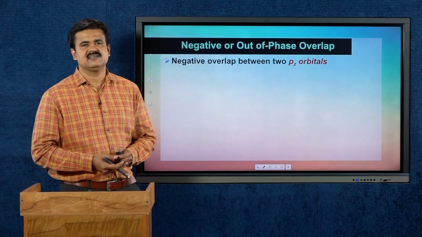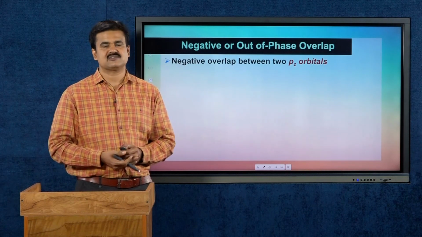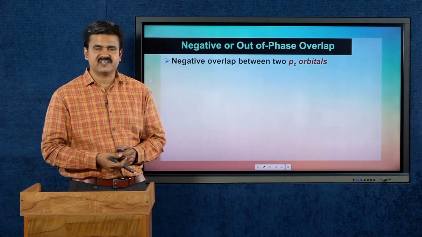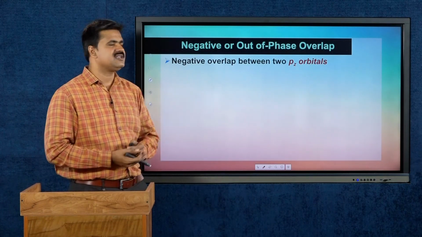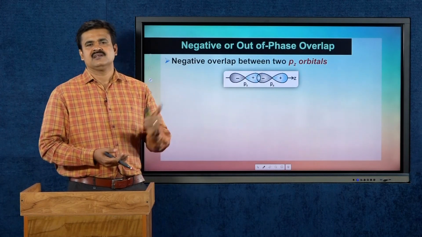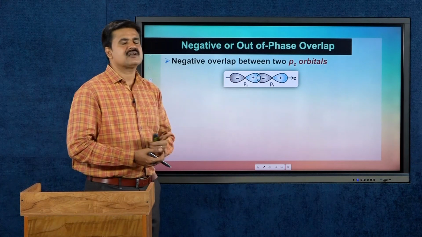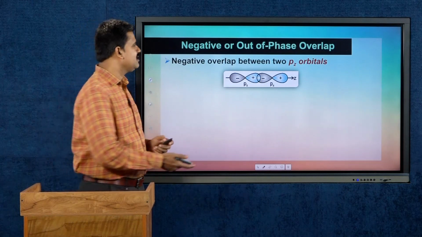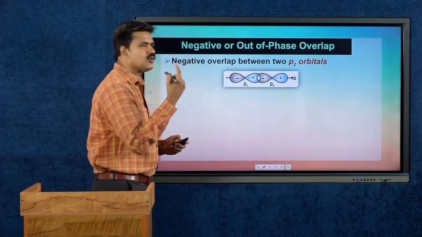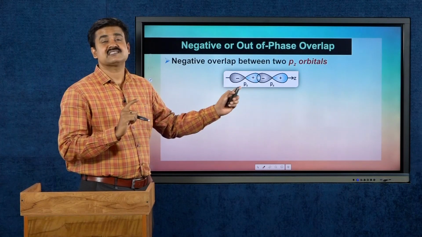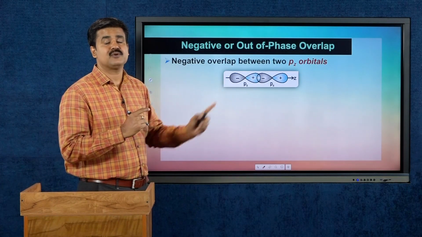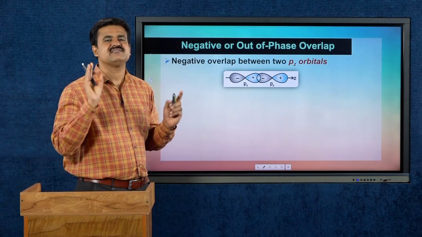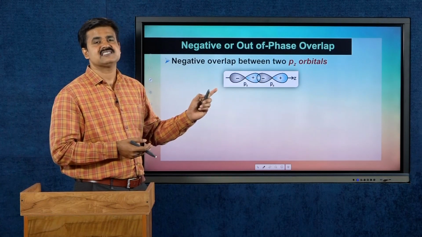Now, we can take negative overlap or out of phase overlap. I mentioned the fact that overlap of opposite signs is otherwise called out of phase overlap. We can take negative overlap between two pz orbitals here. So, the positive part of the first p orbital overlaps with the negative part of the second pz orbital. So, this is the overlap between two orbitals which are not in phase, and this kind of overlap is called out of phase overlap or negative overlap, which practically creates no effective overlap. This is ineffective overlap.